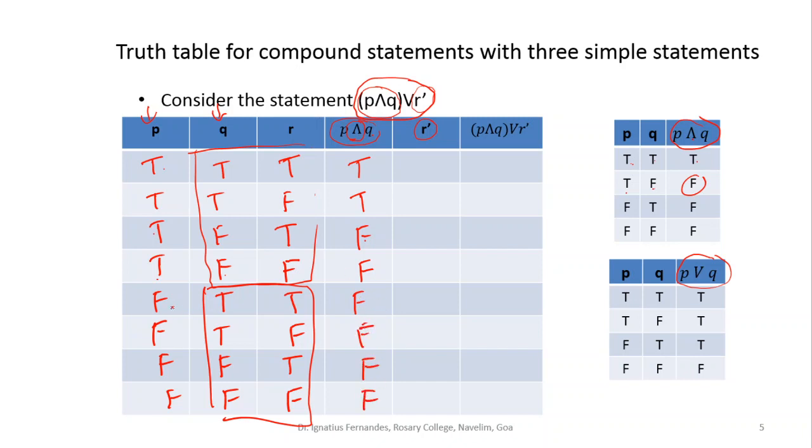This is false. F and T is false. F and T is false. F and F is F. F and F is F.